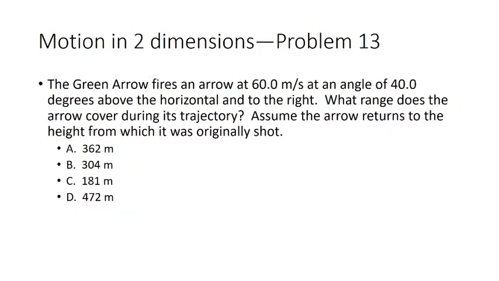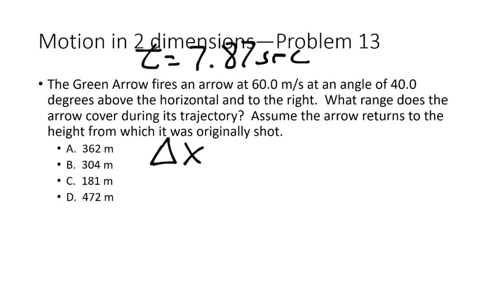All right, problem number 13 is the same problem, except in this case we're trying to find the range, the horizontal displacement. Something we need to remember from the previous problem is that the total time in the air was 7.87 seconds. To calculate the range, we're going to use delta x equals vt. We know that the horizontal component of the velocity is constant throughout a trajectory, assuming that we can ignore air resistance. We did not find previously, though, the value for that horizontal component.